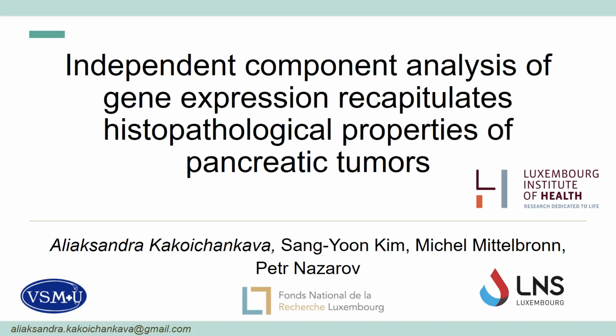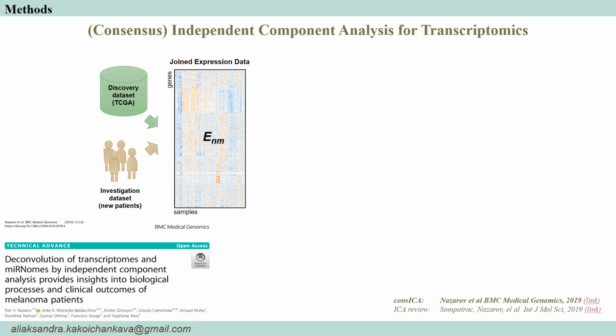Let me present a poster: Independent Component Analysis of Gene Expression Recapitulates Histopathological Properties of Pancreatic Cancer. In this work for analysis of transcriptomes, we use the convolution method called Independent Component Analysis. In fact, we use its more robust implementation, Consensus ICA, proposed in this paper. The method separates a mixed transcriptome into statistically independent signals that could represent distinct cell types, biological processes, or technical biases.